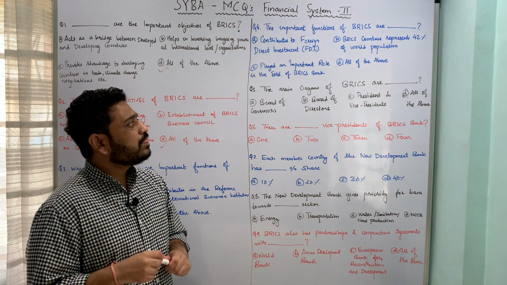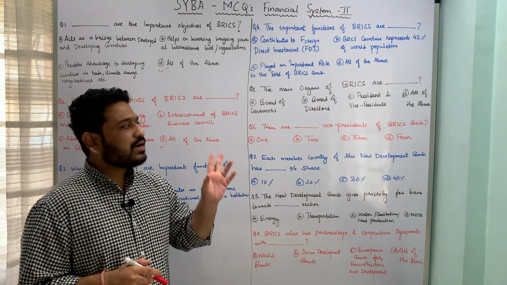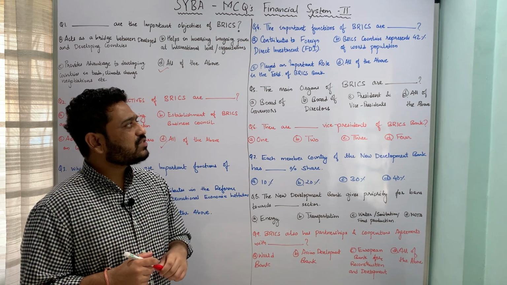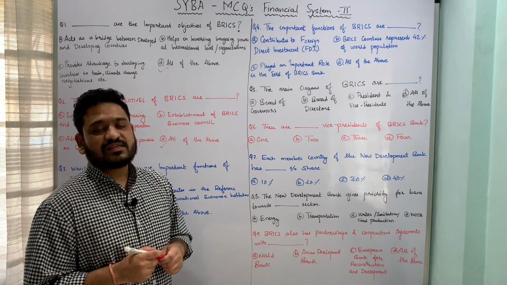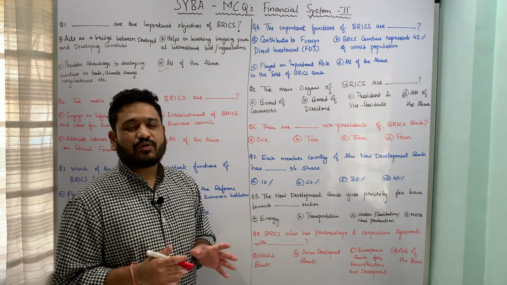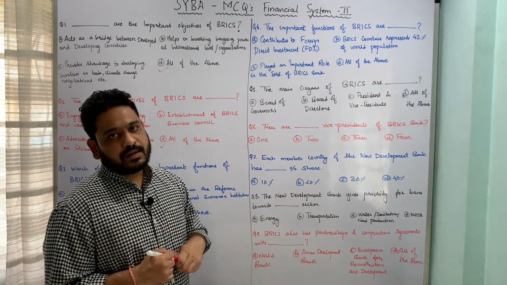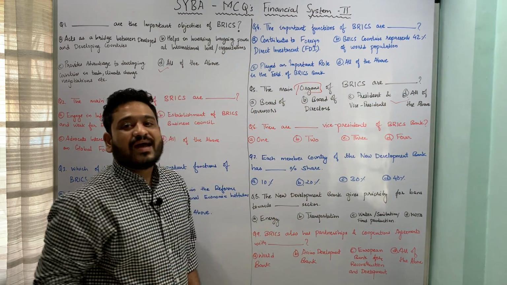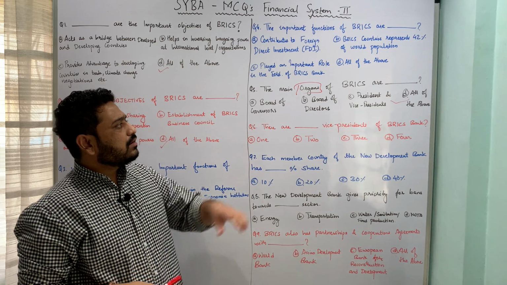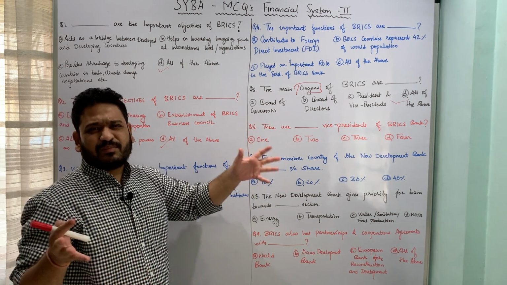So here again the main organs of Brics are denoted by all these 3 important institutions, like the board of governors, board of directors and presidents and vice presidents, and therefore option D, all of the above, is the correct answer to this question, which talks about the main organs of Brics. I hope that is clear. Let us now move to the next question, a but obvious question.